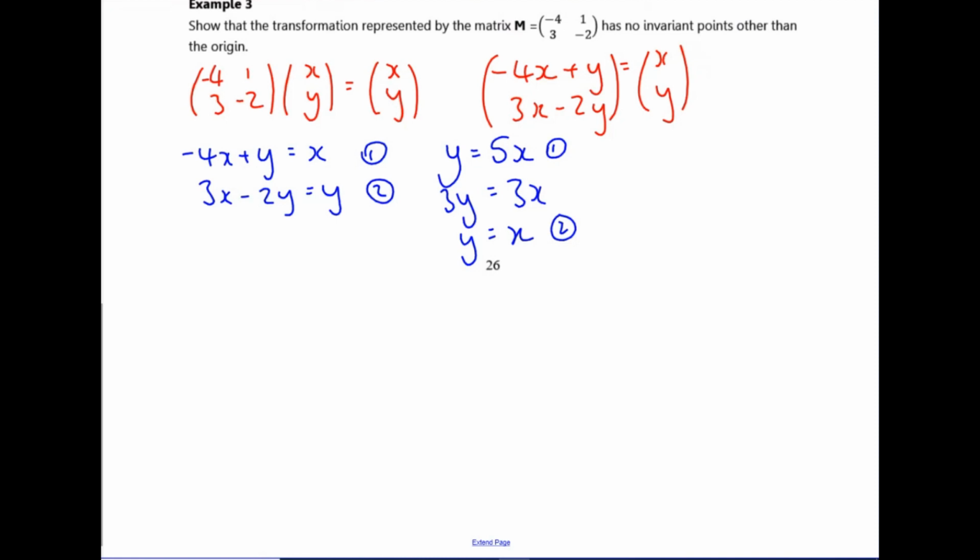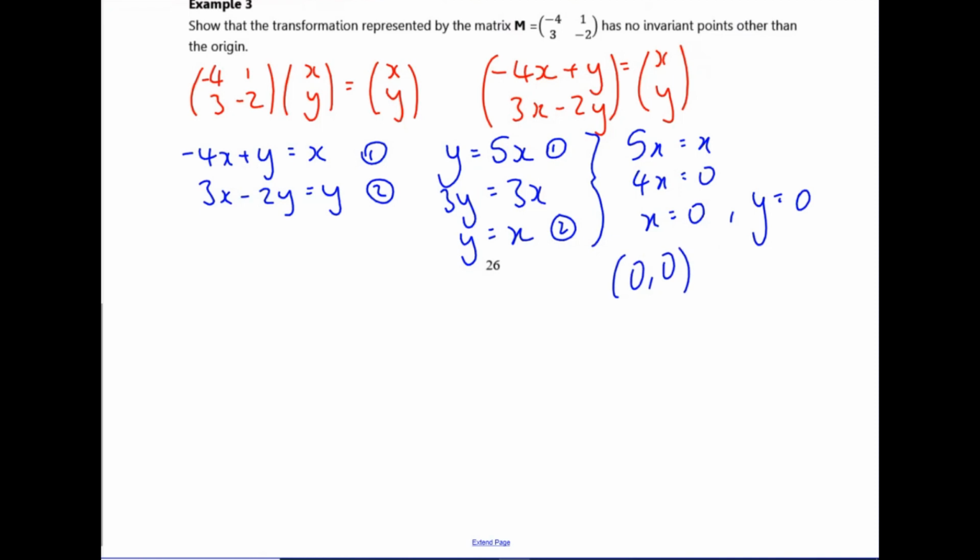Now, these are not the same equation this time. So what you would do is solve them simultaneously like you normally would. If you set these equal to each other, put the y's equal to each other, you get 5x equals x. You only get a single solution this time. If they're the same equation, you get infinite solutions along that line. This one, you're just going to get a single point. So we get x equals 0. And then obviously if y equals x, you get y equals 0. And so 0, 0 is the only invariant point.